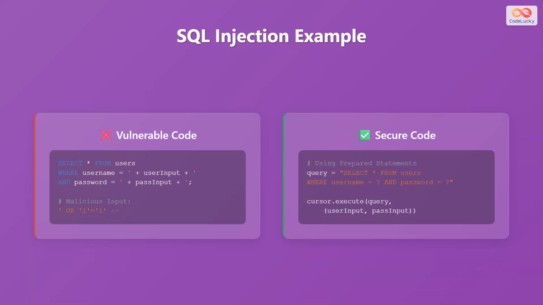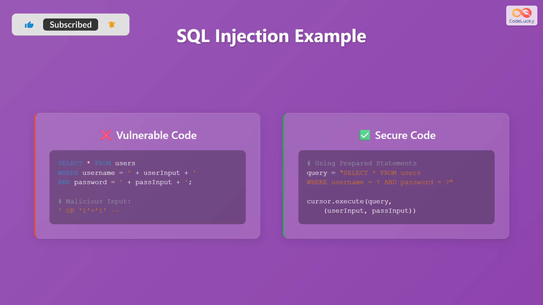SQL injection represents one of the most dangerous web application vulnerabilities. The vulnerable code example shows a common mistake where user input is directly concatenated into SQL queries without proper validation. When a malicious user enters a payload like ' OR '1'='1' --, they can bypass authentication entirely.